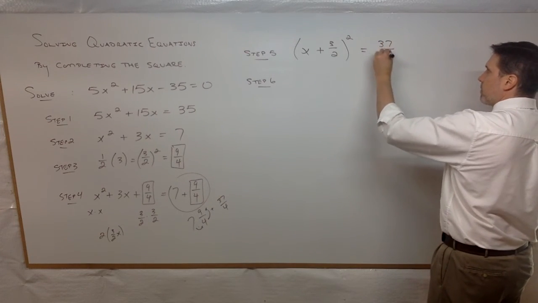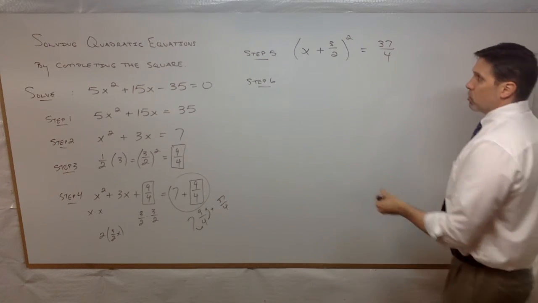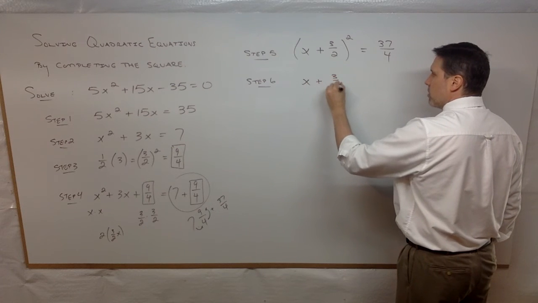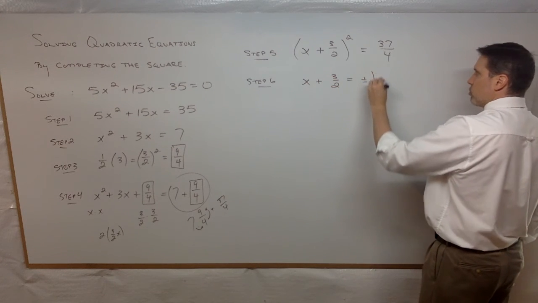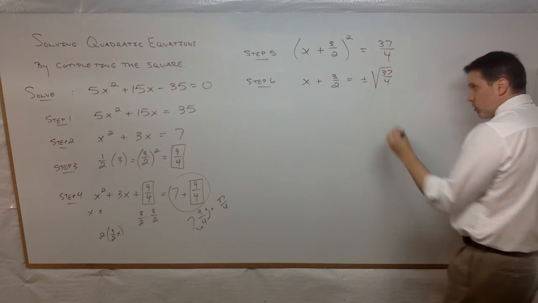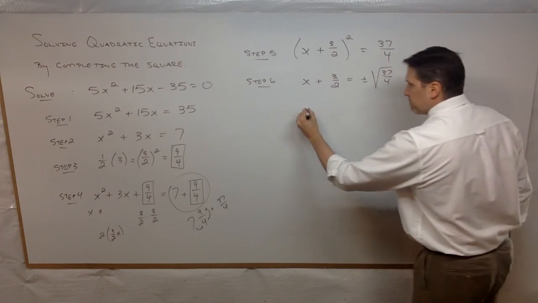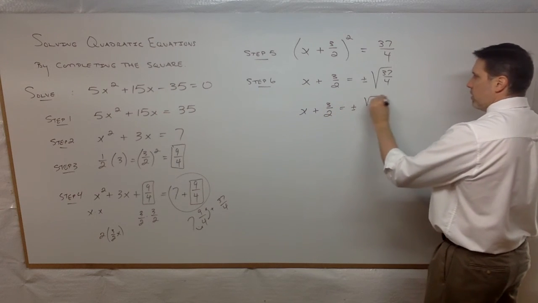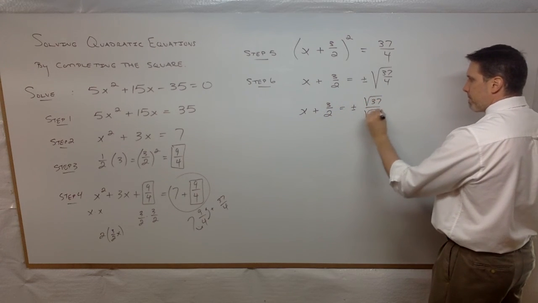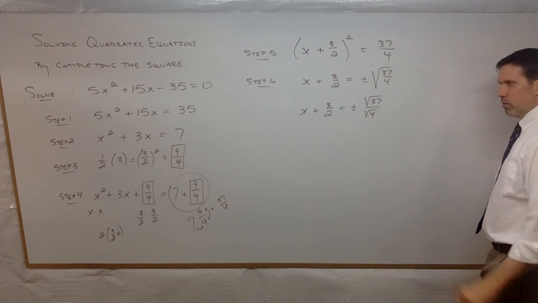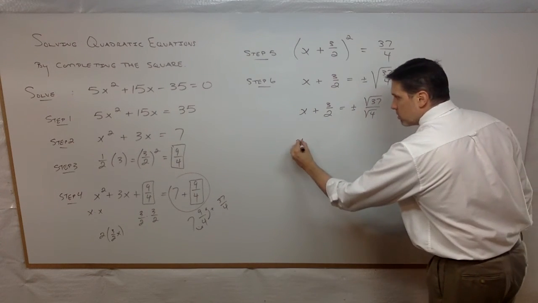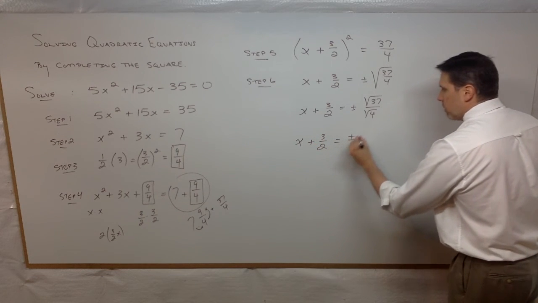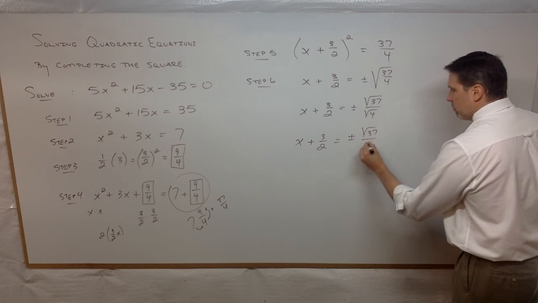Any way you slice it. Okay, step 6, use the square root property. If x plus 3 halves squared equals 37 fourths, then x plus 3 halves equals plus or minus the square root of 37 fourths. We'll clean this up for sure. That's x plus 3 halves equals plus or minus, split it up top and bottom. Square root of 37 does not simplify. Square root of 4 does. It's 2. So x plus 3 halves equals plus or minus square root 37 over 2.